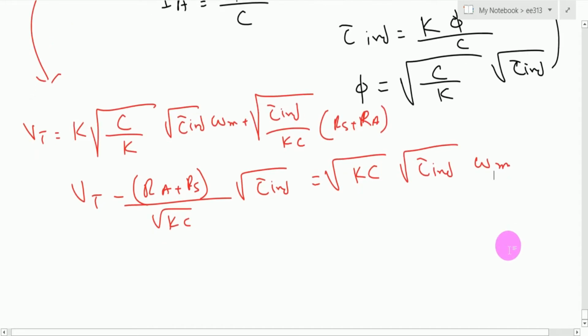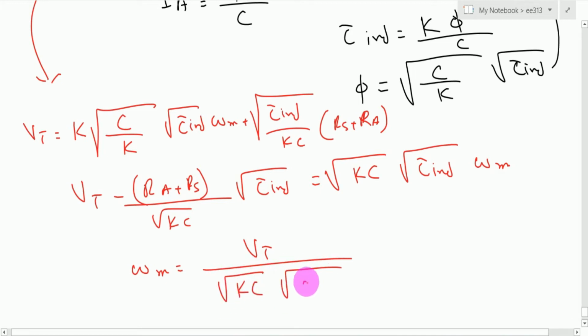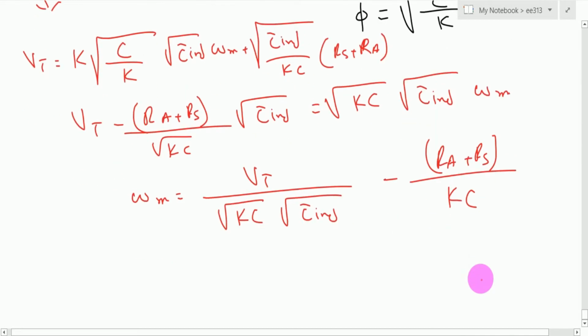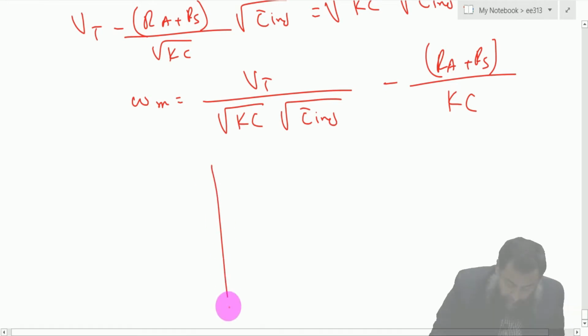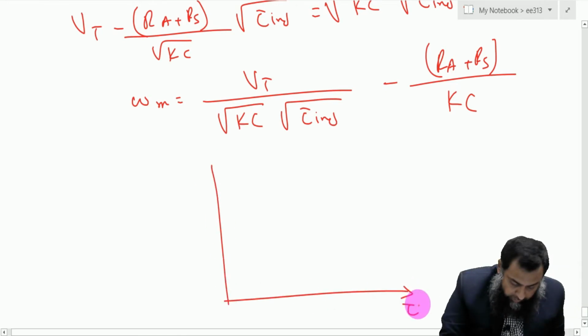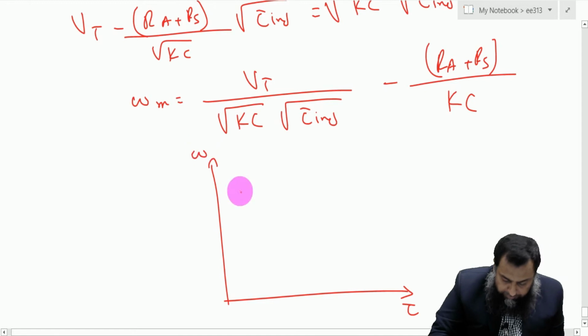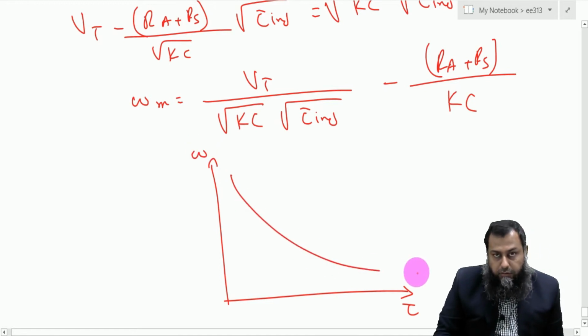Consequently, omega m becomes equal to Vt over root Kc root torque induced, minus Ra plus Rs divided by Kc. This gives us the torque speed characteristics of a DC machine where we have the field winding connected in series with the armature circuit. If I plot the torque speed characteristics here, this is the torque and this is the speed omega, then we have this type of curve for a given machine.